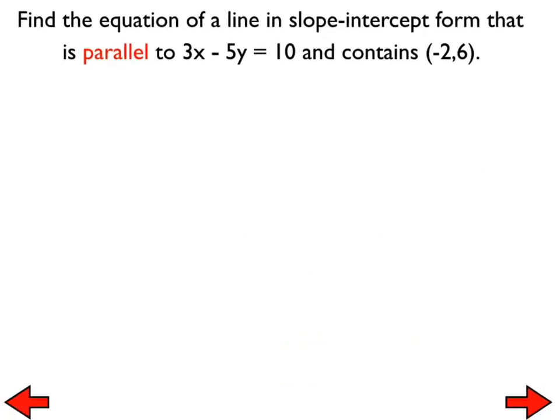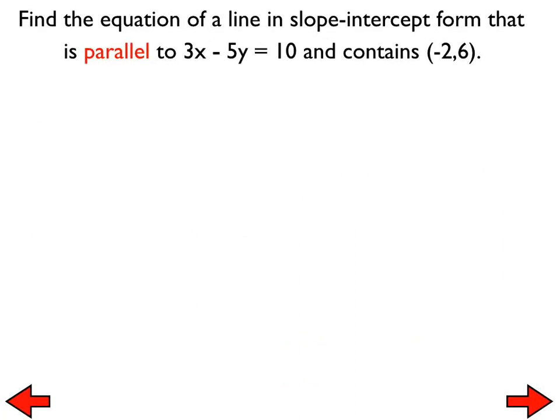All right. Next problem. Find the equation of the line in slope-intercept form that is parallel to 3x minus 5y equals 10 and contains negative 2 comma 6. Parallel lines have the same slope. What's the slope of that line? Well, I heard a bunch of things. I did hear somebody say 5, I think. How do you know what the slope is for that line? In other words, what are you going to have to do to find the slope of that line?